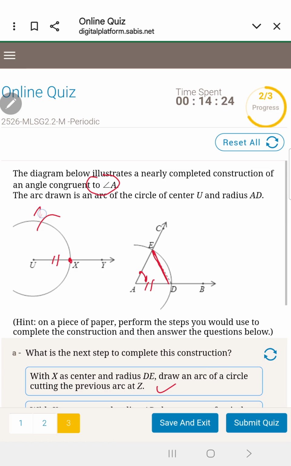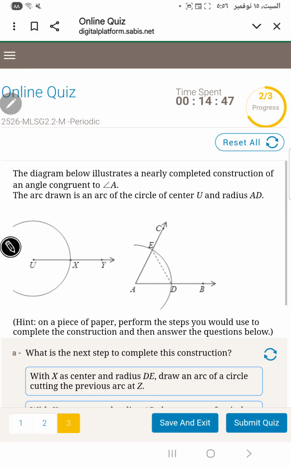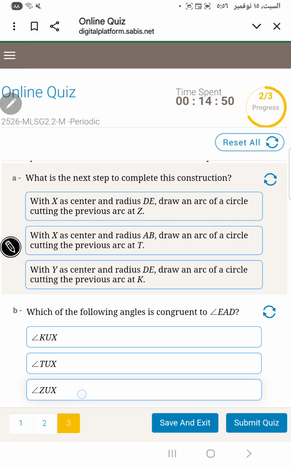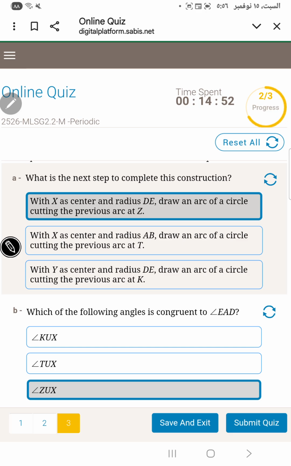So here you have Z. Now if you connect this to this, you'll notice that ZUX is equal to EAD. This means we have copied exactly the same angle. So in part B, you have to choose the option which has Z in it. So now let's see the part which has Z, this one. If you choose this one, you have to choose this one.